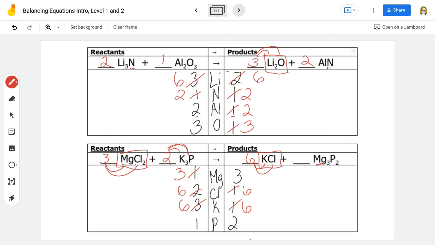And I'm also going to do 2 for the P. So 2 P's, 2 times 1. And I don't need any coefficient for this last one because everything's even now. 3 Mgs, 6 Cls, 6 Ks, and 2 Ps on each side. And that is level 2.